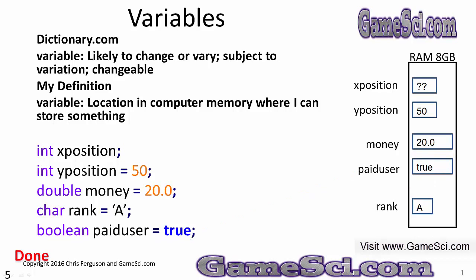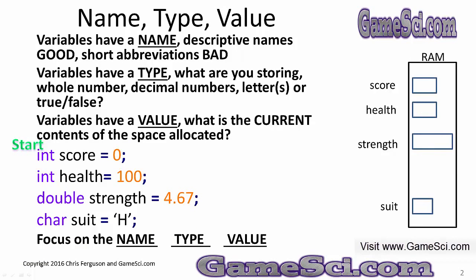Let's move on and look at a little more details on variables. The key to understanding variables is to understand they have a name, type, and value. Variables have a name, hopefully a descriptive name, which is good. Short abbreviated names are bad. So you can see I've got variables on this screen like score and health. They're keeping track of the player's total score and their health value. We hope the score value goes up, and we hope that the health value does not go down too far.